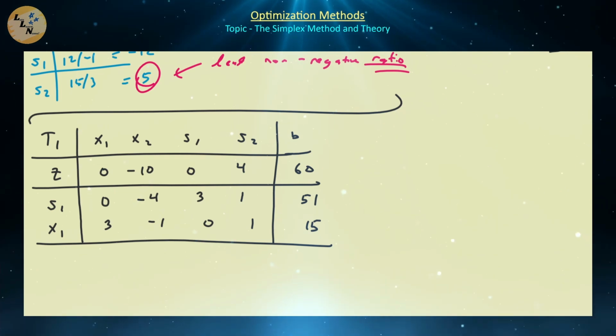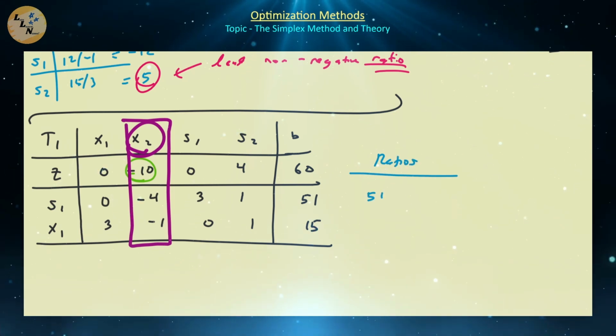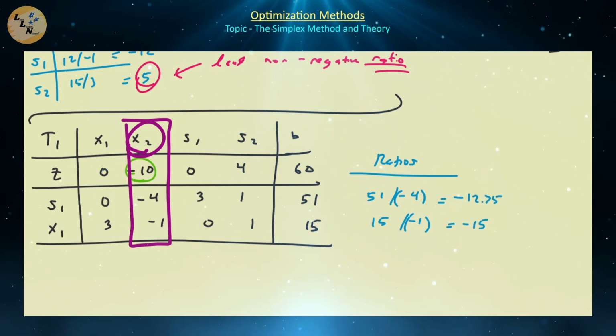So we have not found an optimal solution via S1 and x1, because notice that we still have some negative coefficients located in our CTX row. So we need to focus on this particular column. So x2 is going to be our entering variable, and one of these variables should be our departing variable. How do we choose our departing variable? We need to calculate our ratios. So we're going to be doing 51 divided by minus 4 and 15 divided by minus 1. Once we do that, 51 divided by minus 4 is negative 12.75, and the other is equal to negative 15.